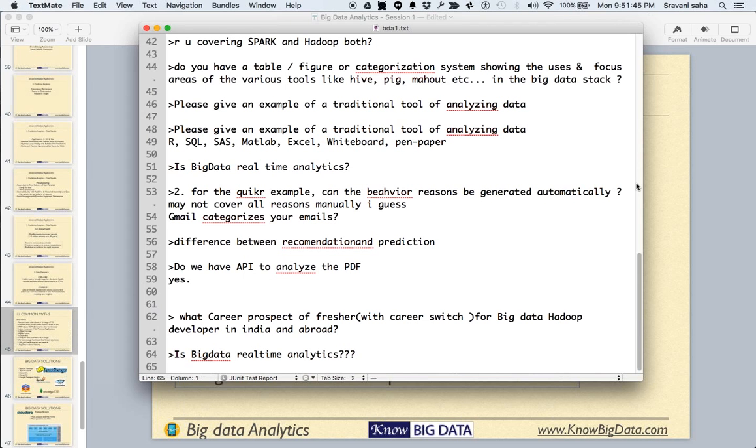Is big data real-time analytics? Not really. Real-time analytics is just one part of it. Real-time analytics means data is coming in fast and we are predicting on it right away. One of the projects we are doing with Dell right now involves processing all the events related to orders and immediately informing them: this is a fraud, this is not a fraud, this you cannot deliver in time, this you can deliver in time. That is real-time analytics.